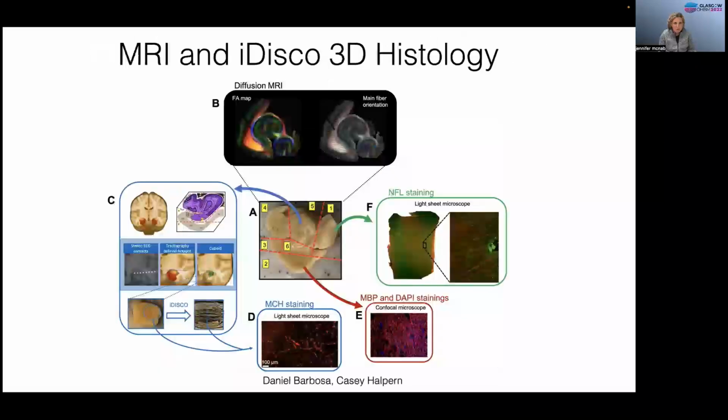We've also experimented a little bit with some iDisco in human tissue samples, which is a different type of tissue clearing protocol. The lipids are generally dissolved rather than washed out with a detergent. And this seems to work pretty well. And we've had some success looking at melanin concentrating hormone and also myelin basic protein and DAPI and neurofilament stains. And it seems like another promising approach for doing these types of comparisons, particularly in human tissue.